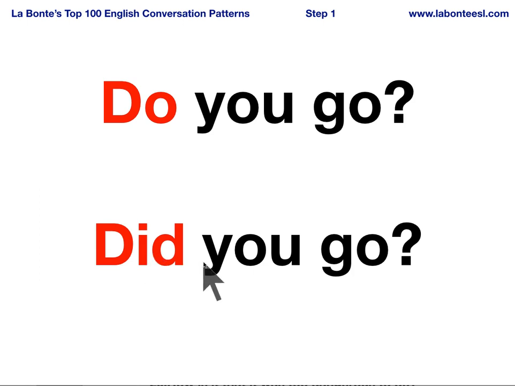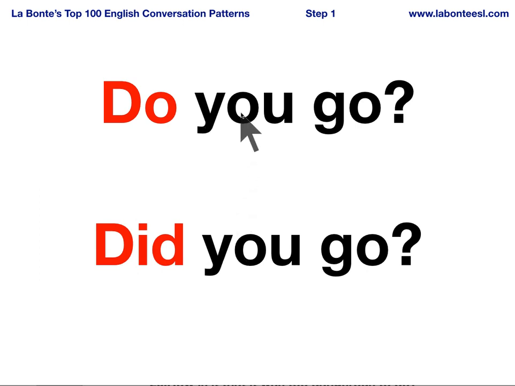Did you read? And they would have to translate it, did you read? Did you eat? Did you sleep? Did you write? Once again, I'm looking for errors. Once I think that they're comfortable with this, I will mix these up.